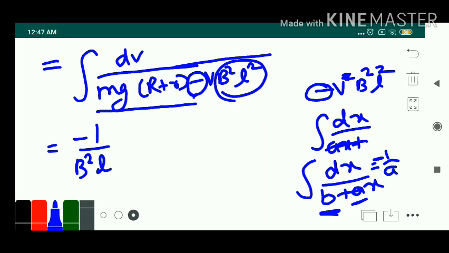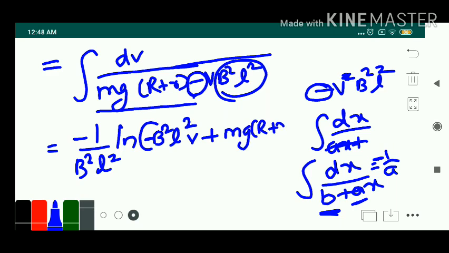And what was the rest of them? Natural logarithm bracket ax. What again? Ax is what? B squared L squared, but minus constant ax, right? So it is what? V x constant plus b. What was b? mg r plus r. Just you replaced it, right? And there should be an upper limit and lower limit.